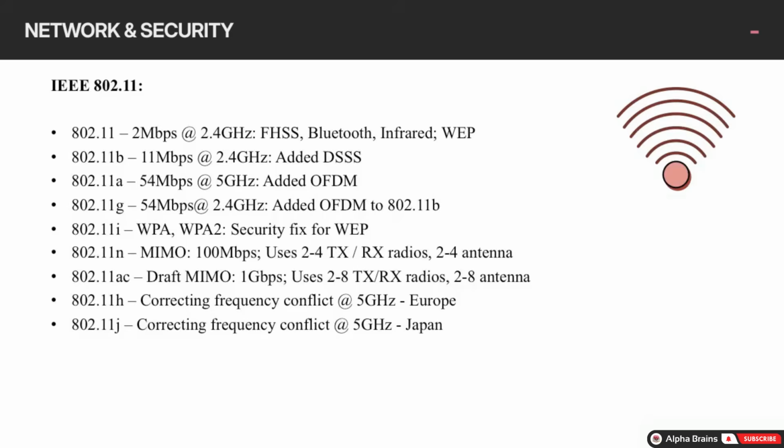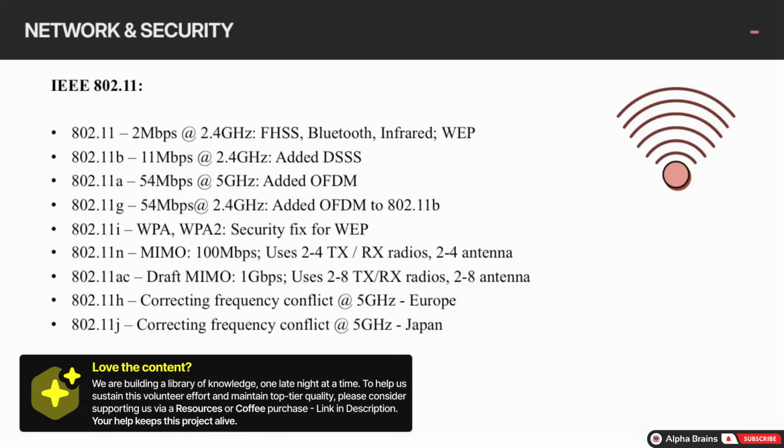The original specification was 802.11, as I said, provides about 2 megabits of data throughput, and it operated at 2.4 gigahertz. 802.11b, still in the 2.4 gigahertz frequency range, added a new technology called direct sequence spread spectrum and got us up to about 11 megabits. Then both the 802.11a and g added something called orthogonal frequency division multiplexing. This got us to a much higher data rate of 54 megabits.